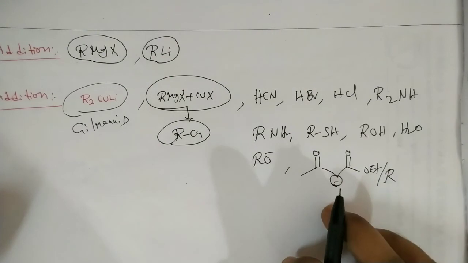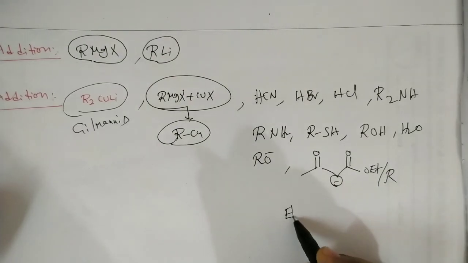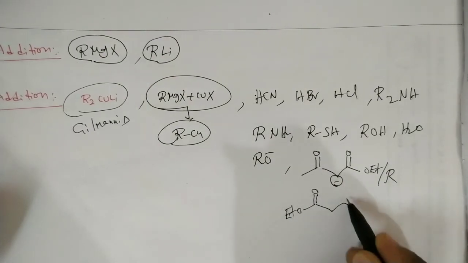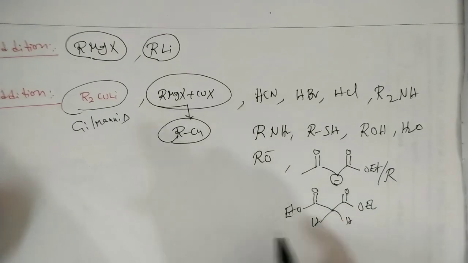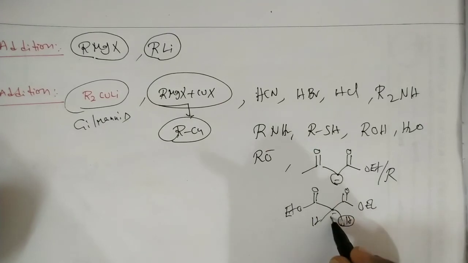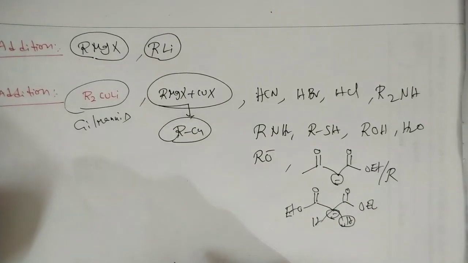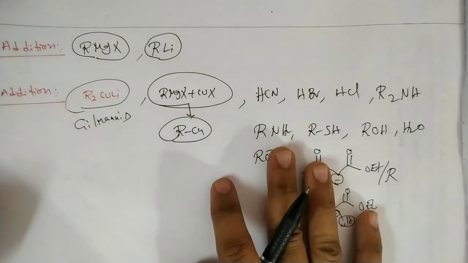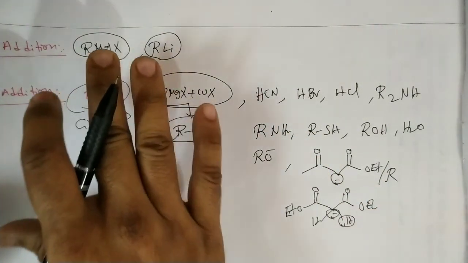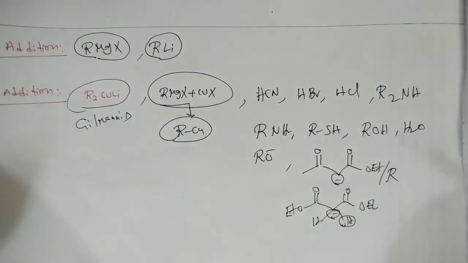These are also involved in conjugate addition reactions, the diester also. Suppose this diester reacts with a strong base that removes the proton, so we get the carbanion. This is involved in a conjugate addition reaction. With some reagents conjugate addition takes place, with some reagents direct addition takes place.